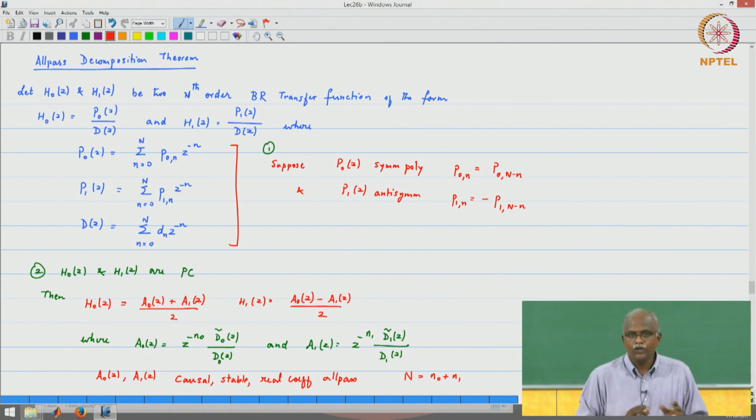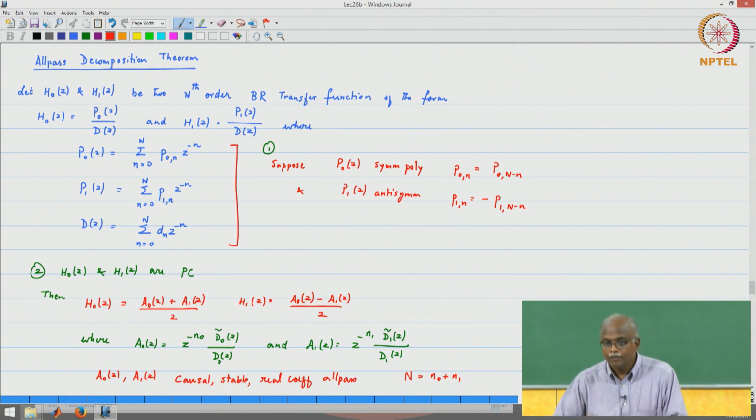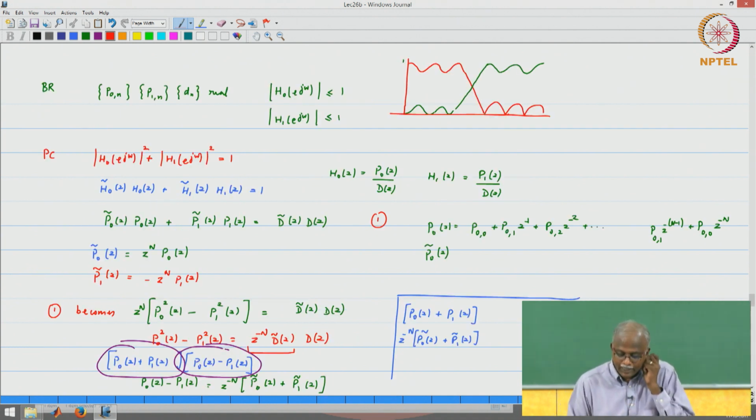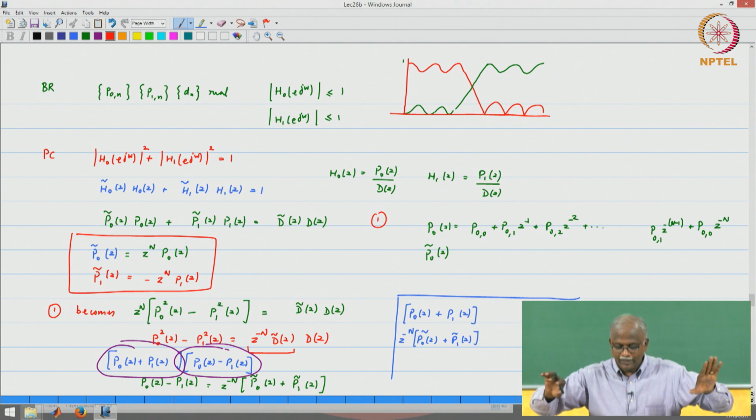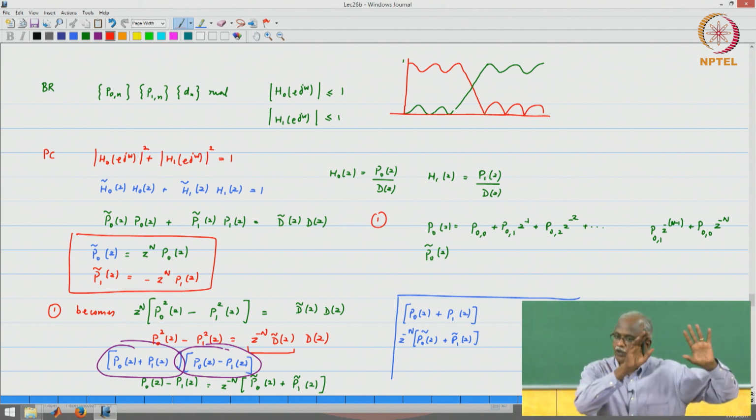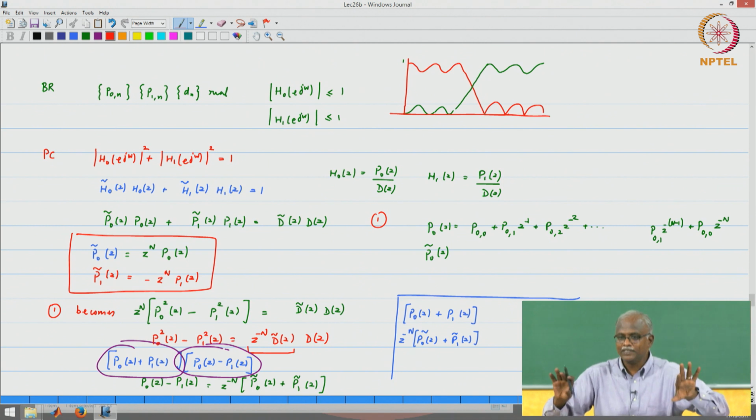Any questions on the all pass decomposition that we have developed? The symmetry basically comes in this part, the symmetry and the anti-symmetry. That is what helps us do the factorization. Otherwise, you would have gotten H naught squared plus H1 squared. When you get them as differences, then you can get the sum and difference of the all passes.